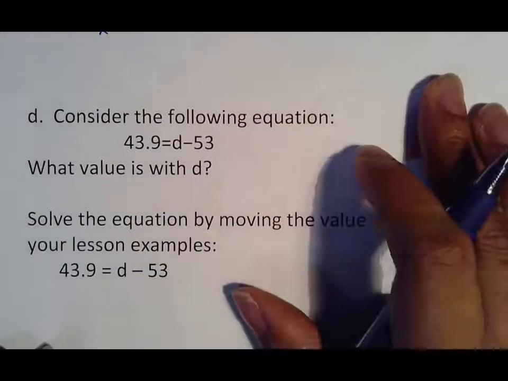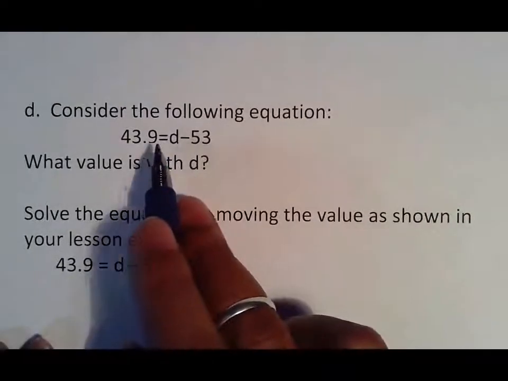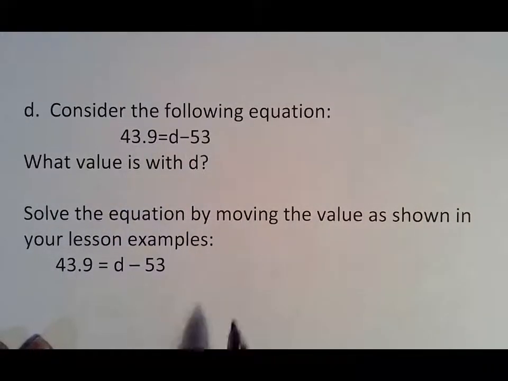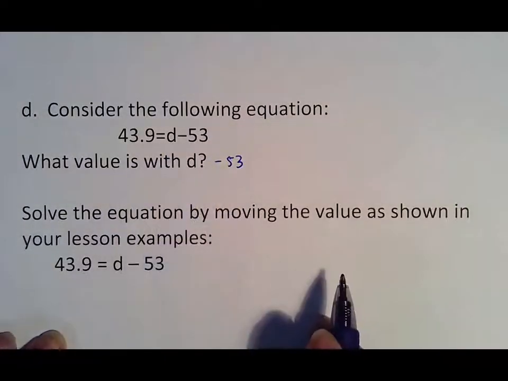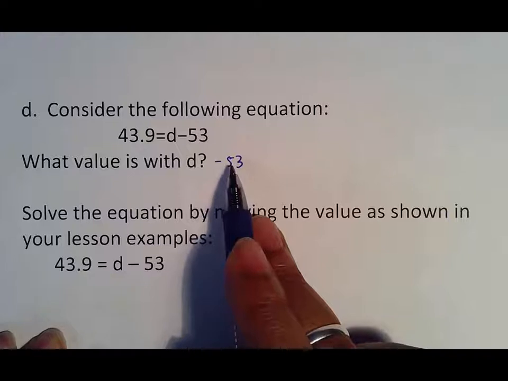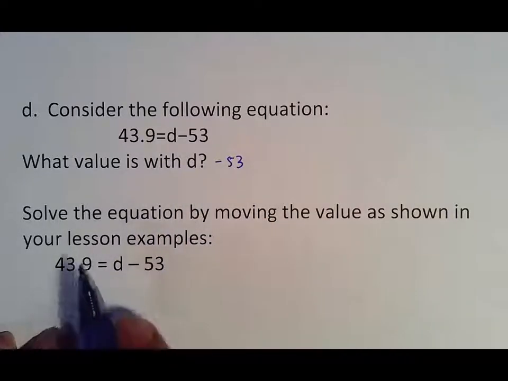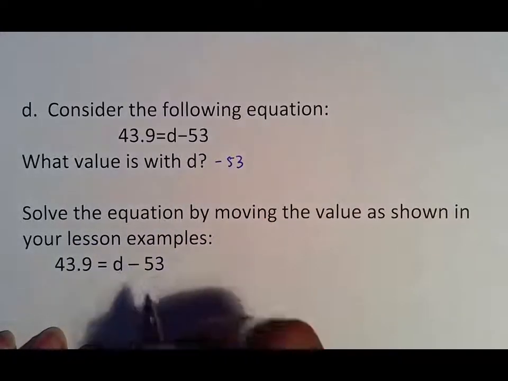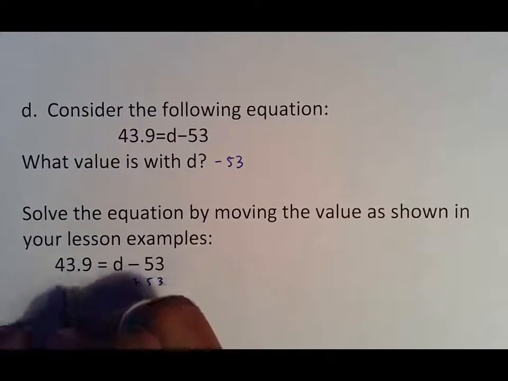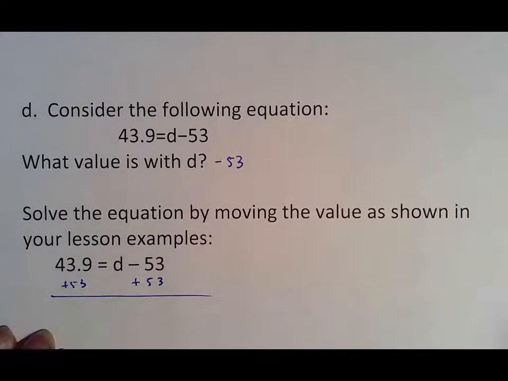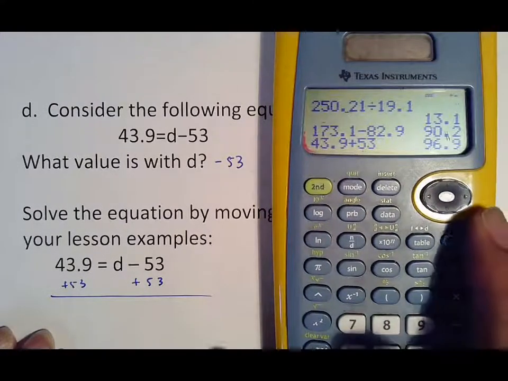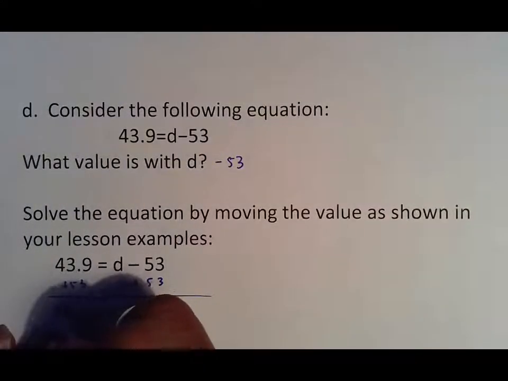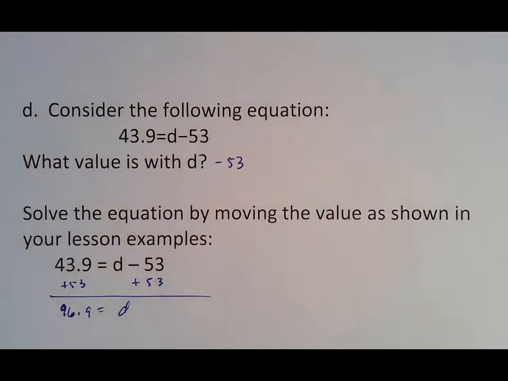And then one more before we wrap it up. If you had this one with subtraction, 43.9 equals D minus 53. The value with D, don't forget you must put a negative 53 to keep in mind that is a negative 53. There's a reason for that we'll see at the end of the year, but I just want to make sure you've got it. Solve again. How do we move a negative 53? That is by using a positive 53. So 43.9 plus 53, which is 96.9. And remember, that goes away. So that is pretty much all you have.